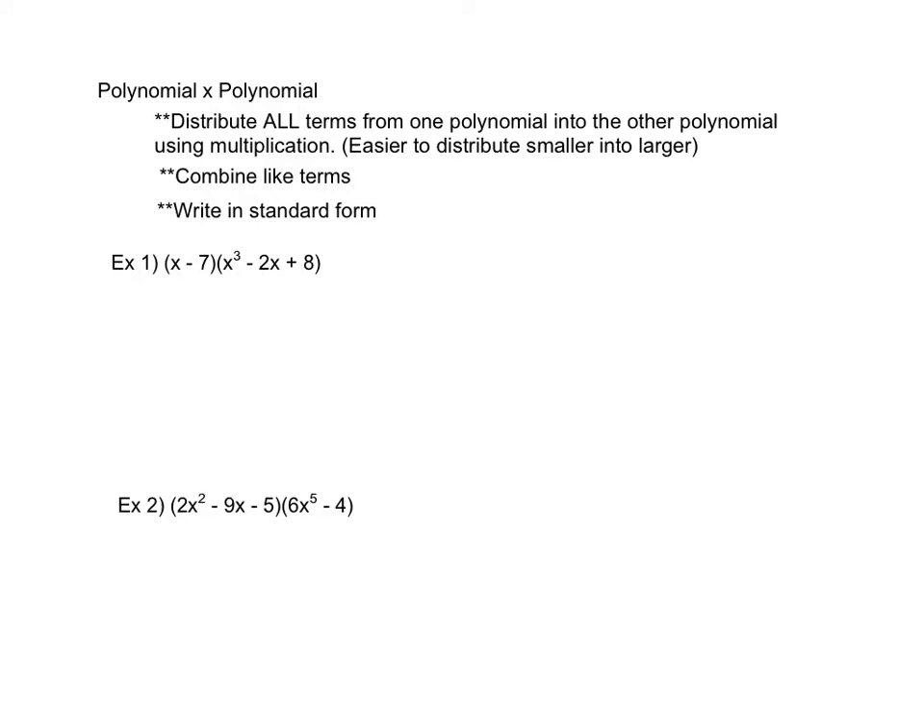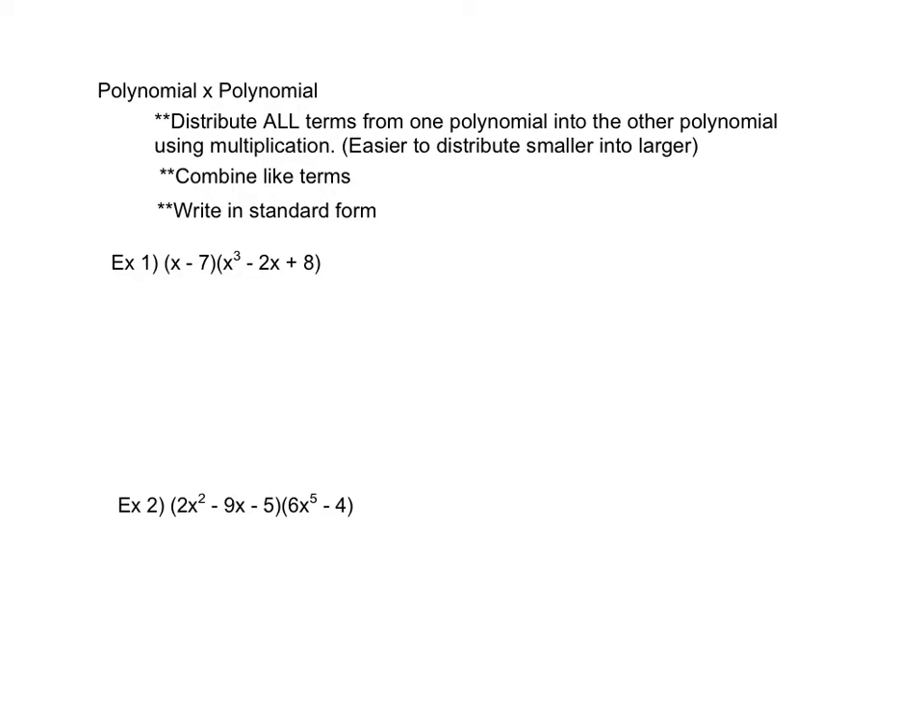It's just that it gets really long. So for time purposes, I'm going to keep it down to a binomial times a trinomial. Basically what I'm going to do is distribute all my terms from one polynomial into the other. I think it's easier to distribute the smaller into the larger, but it doesn't matter. I'll combine like terms and I'll put it in standard form. So let's go ahead and jump to the first example.